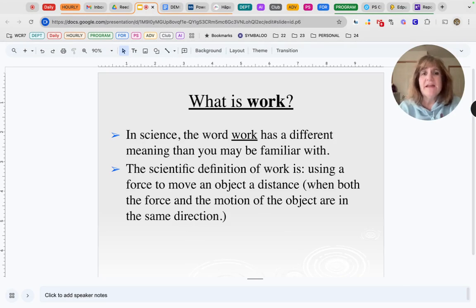Well, work is defined as using a force to move an object a distance. But note the bottom line down here, when both the force and the motion are in the same direction. So think about carrying something. It takes effort, it takes strength, but it doesn't take scientific work. You did the scientific work when you lifted the object up because the force and the motion were in the same direction.